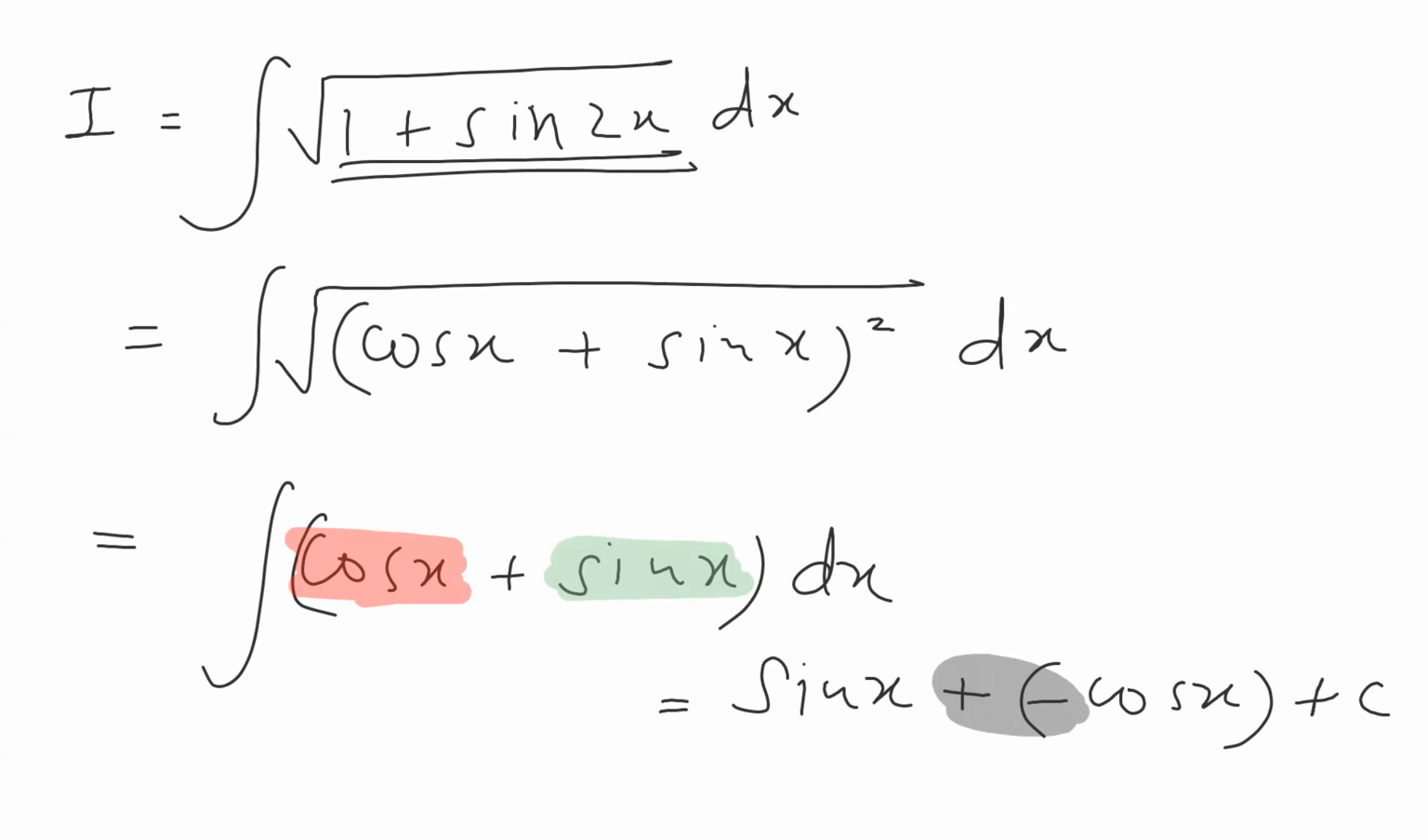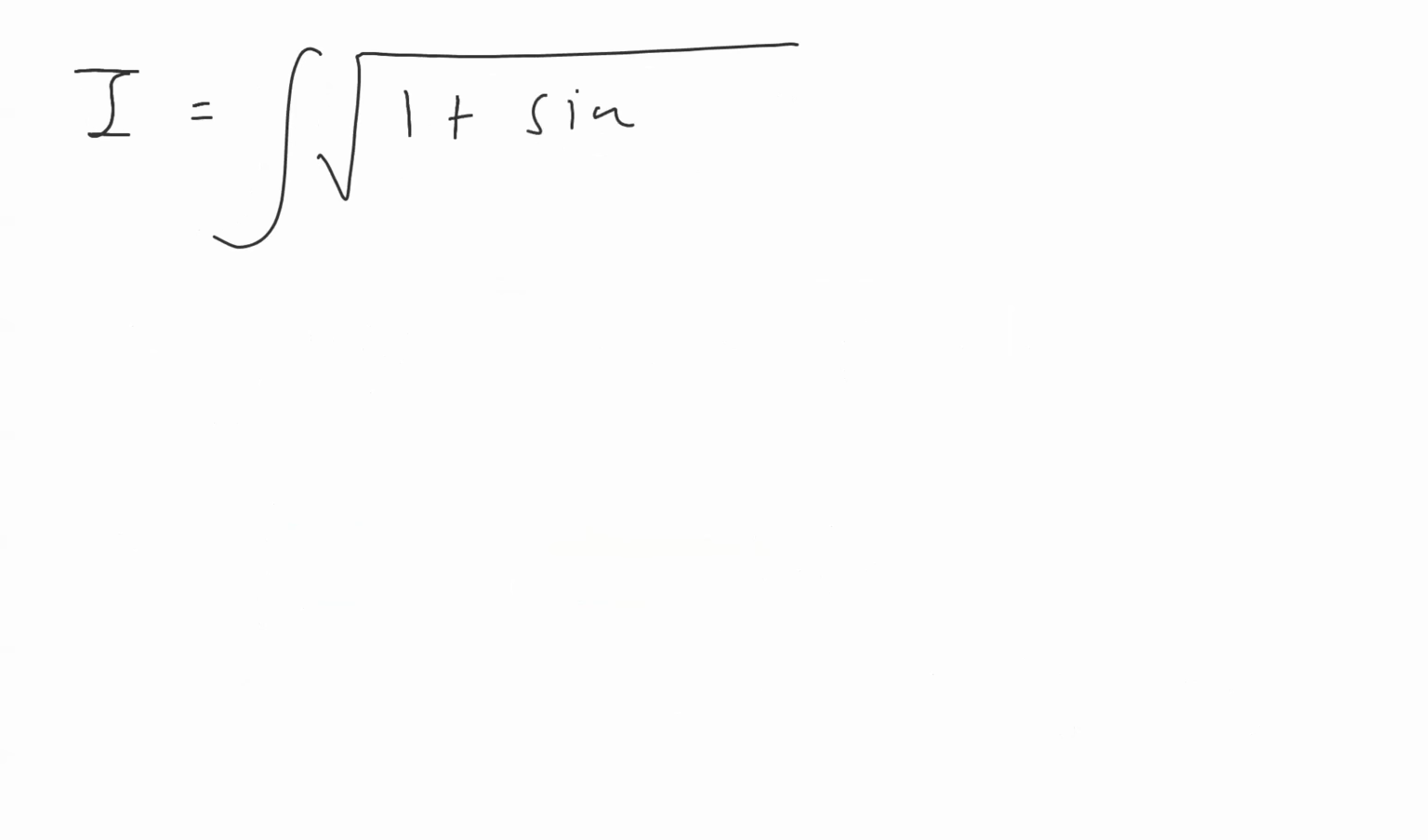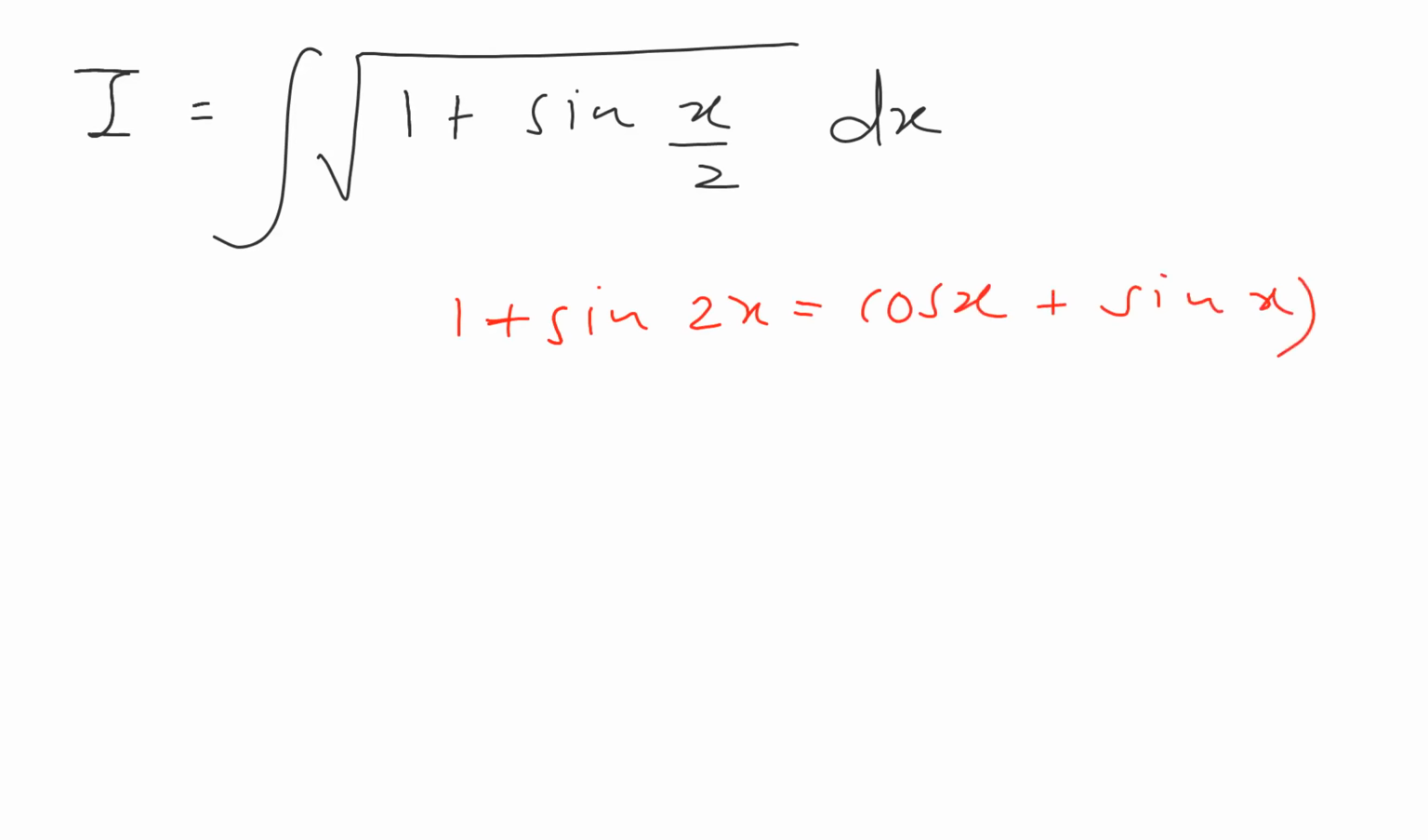Okay, next problem. Integration of root of 1 plus sine x by 2 dx. Now 1 plus sine 2x is equal to cos x plus sine x the whole square, as per the half angle formula. So 1 plus sine x by 2.